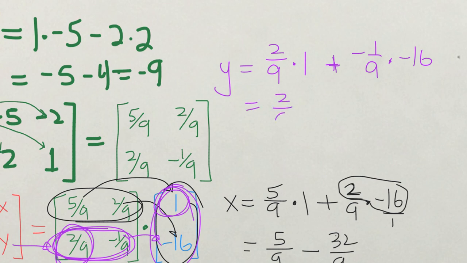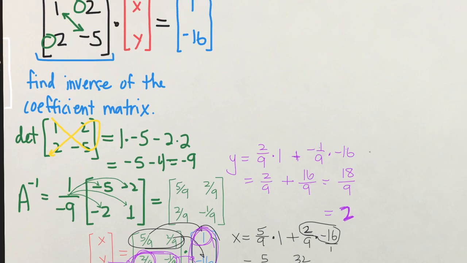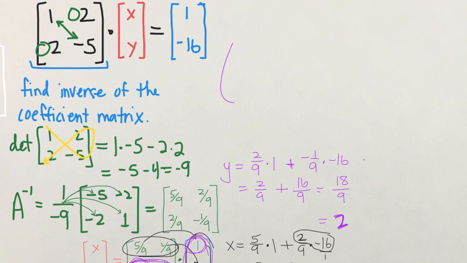So 2/9 times 1 is 2/9. And then we have a positive 16/9, because -1 times -16 is positive 16. 2/9 plus 16/9 is 18 over 9, which divides to give you 2. So yes, look at all that work to get the answer -3, 2.